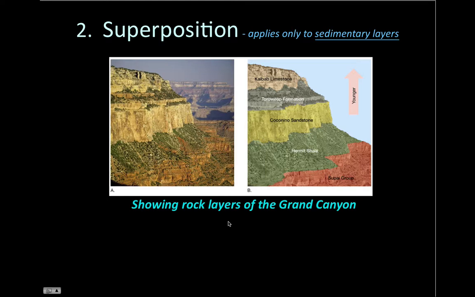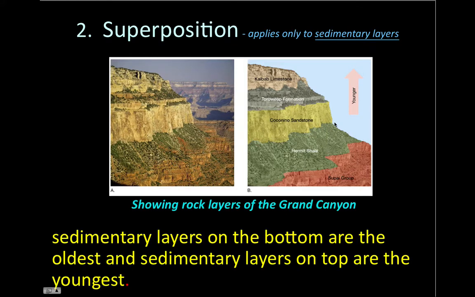Now, if you were to look at a sequence of sedimentary layers, like what are shown here in the Grand Canyon, the principle of superposition tells you that the layers which exist on the bottom are the oldest. They formed the longest ago. The sedimentary layers that are on the top of the sequence are the youngest. And so if you were to go to the Grand Canyon and descend down the canyon from the top, you're basically going back in time.